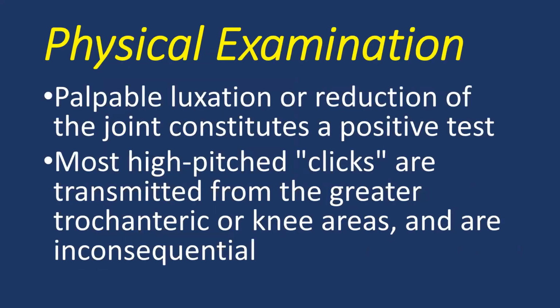Palpable luxation or reduction of the joint constitutes a positive test. Most high-pitched clicks are transmitted from the greater trochanter or knee areas and are inconsequential. You can have other clicks. You should be able to localize the click to the hip region. For instance, the tensor fasciae latae can slip on the greater trochanter and give you a click. The iliopsoas can give you a click. You have to be able to distinguish between the two.